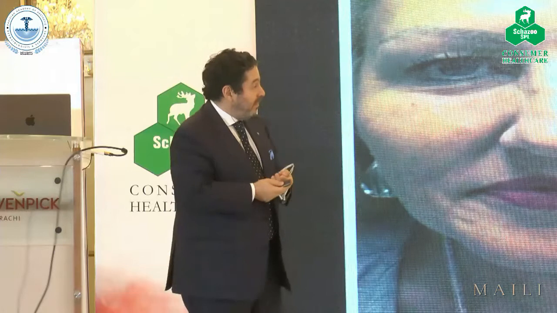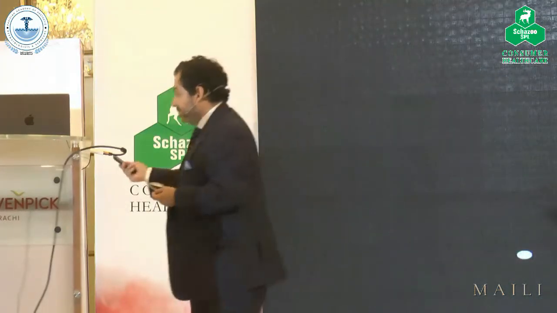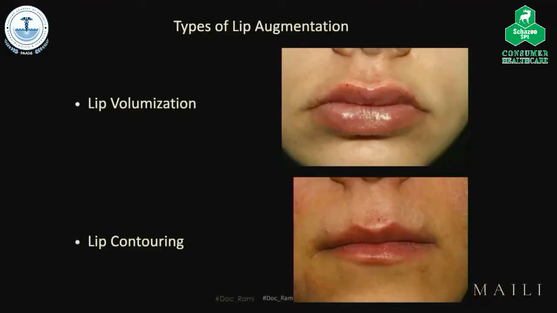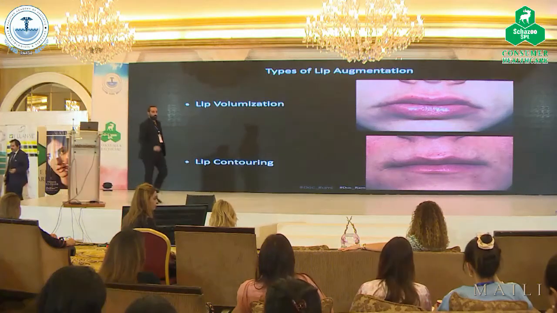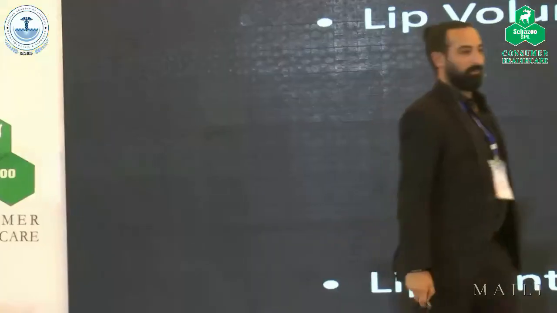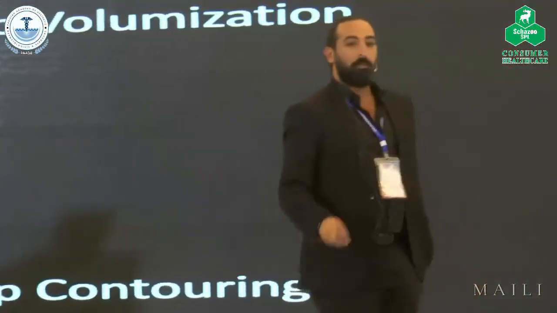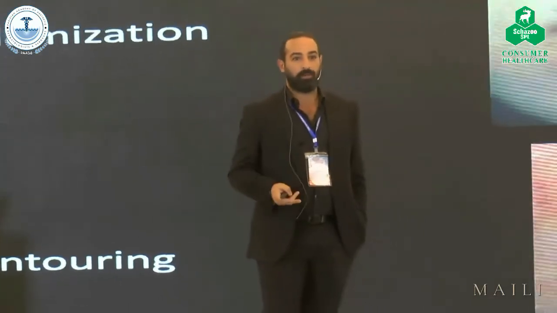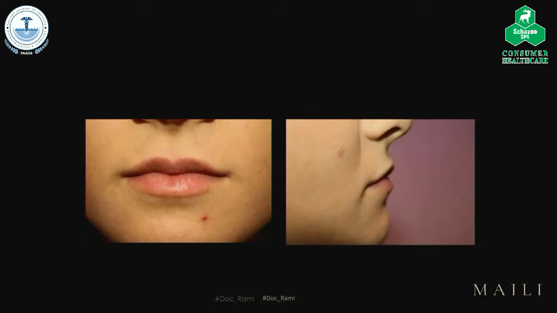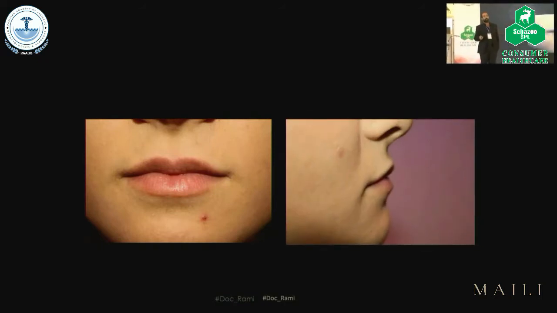Okay? Rami. Yes. So there are two types of augmentation in my practice. You could either volumize or you could contour. Those are both my patients, and they're ugly. It's very ugly. I don't like them. Because I don't think you could do one without the other. You have to combine.